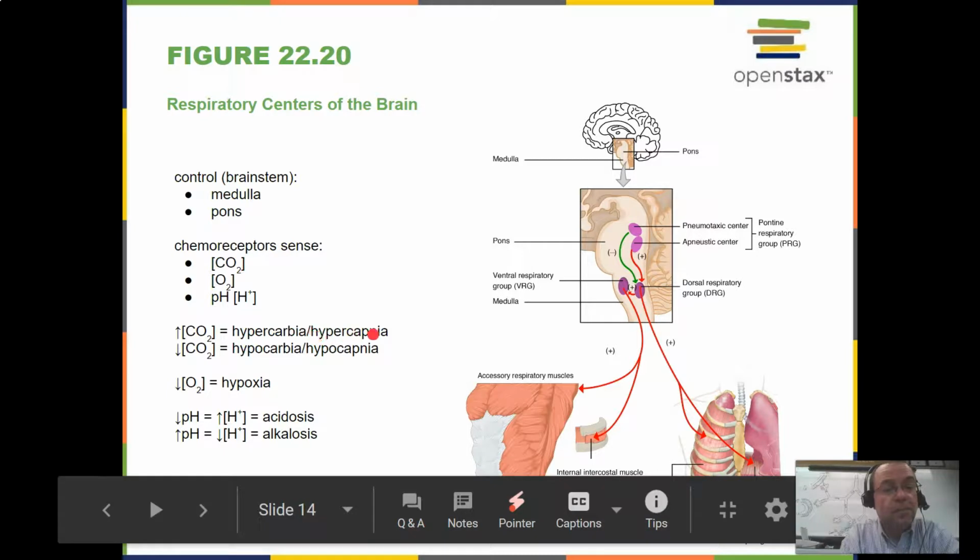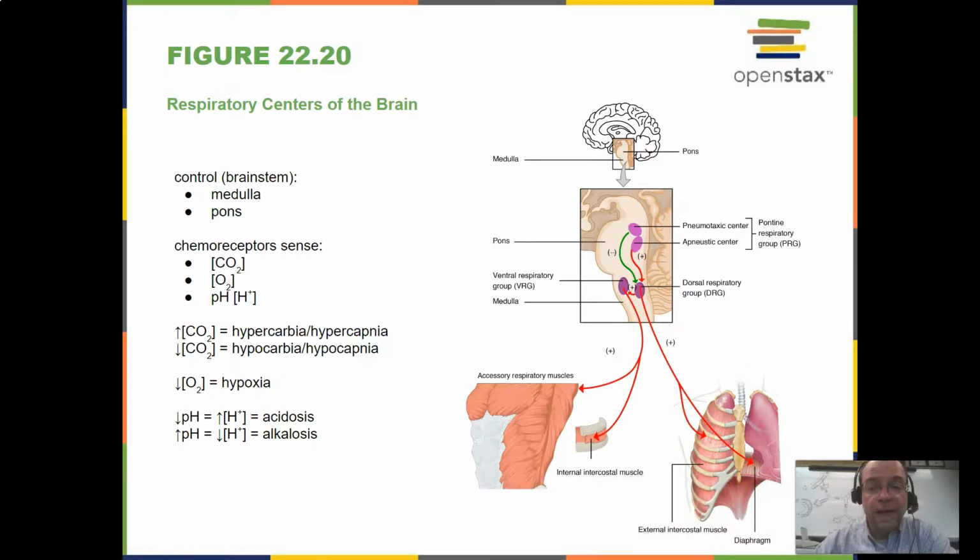Okay, so if we increase the amount of carbon dioxide in the bloodstream, we call that hypercarbia or hypercapnia. You'll see they're interchangeable. They both mean the same thing. If we have a low amount of carbon dioxide in the bloodstream, we call that hypocarbia or hypocapnia. If we have a low concentration of oxygen in the bloodstream, we call that hypoxia. And as a reminder, if your pH drops, that's because of an increased concentration of hydrogen ions, and we call that acidosis. If your pH increases, that's because we don't have a lot of hydrogen ions in the bloodstream. We call that alkalosis. Okay?